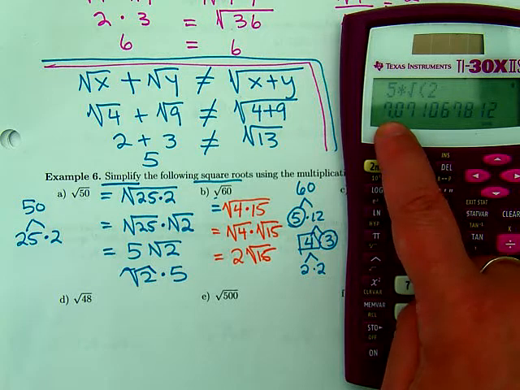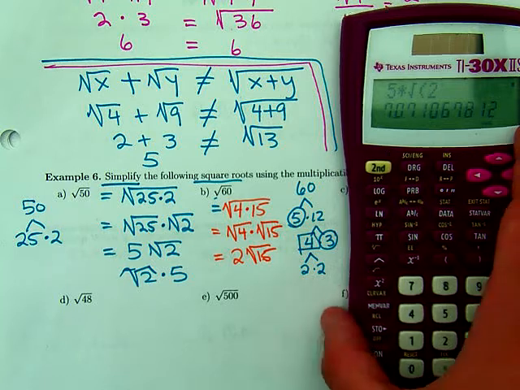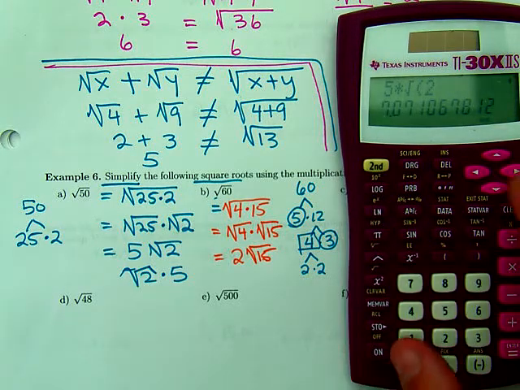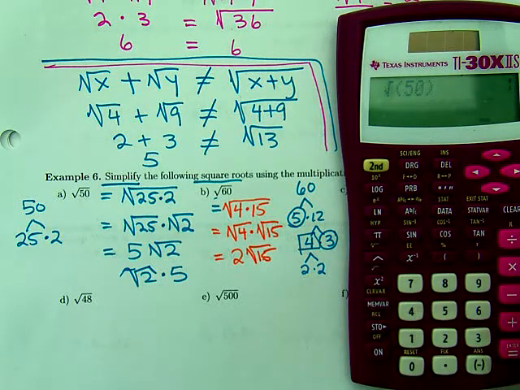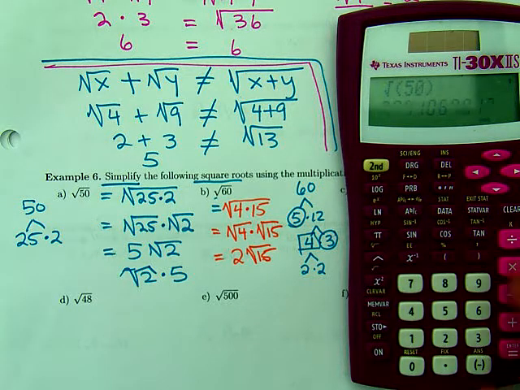And did you notice that that was the exact same decimal answer that I got when I did the square root of 50? Don't believe me? Go back. Enter. Okay, one more. Oh, now it's not going to save the other one.